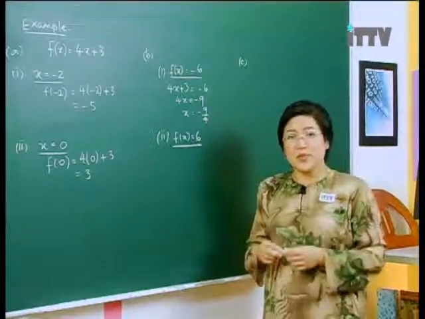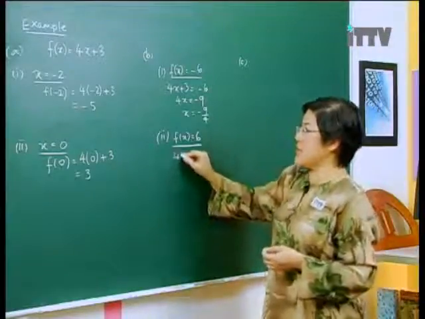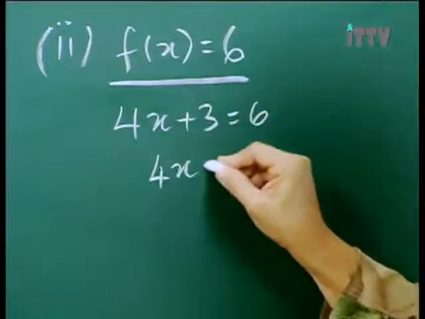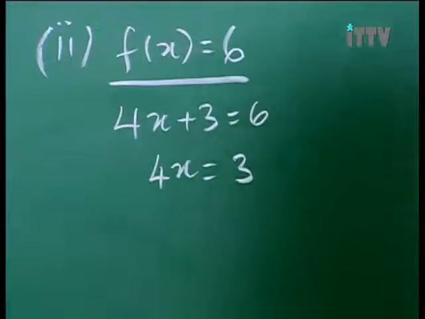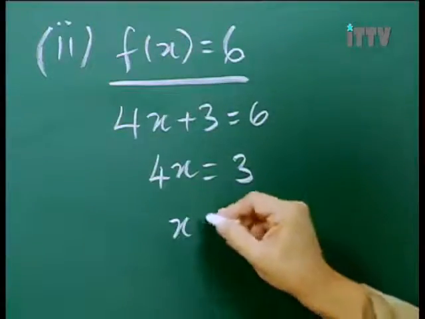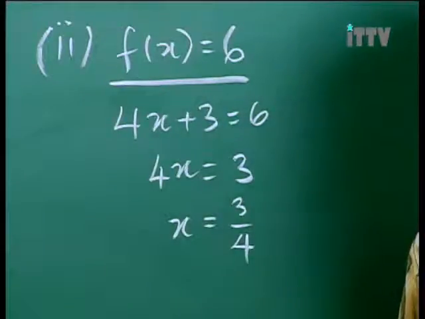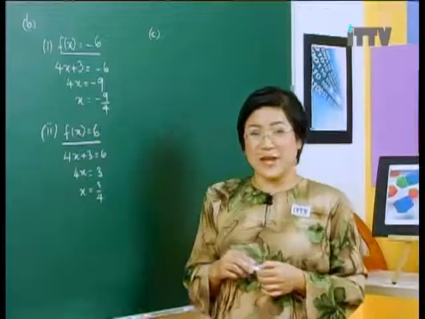The same applies to part 2. When f(x) is equal to 6, we will find that we have 4x plus 3 is equal to 6, giving us 4x is equal to 6 minus 3 when you throw the 3 over to the right hand side. And so the object that would have produced the image of 6 is 3/4. Let's go to part C.